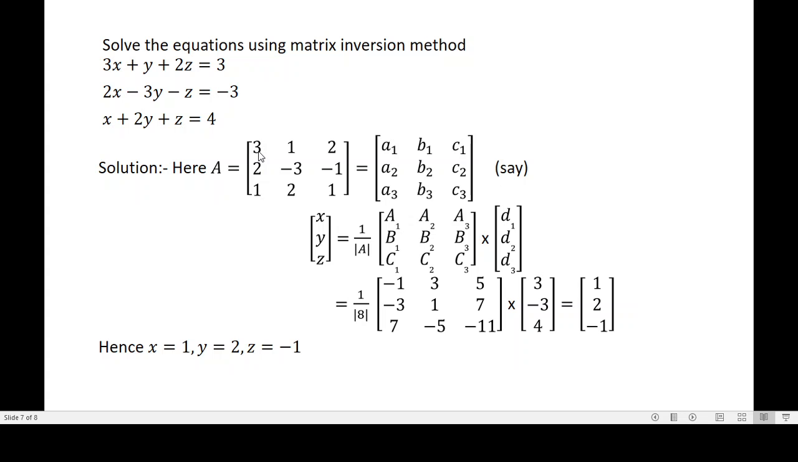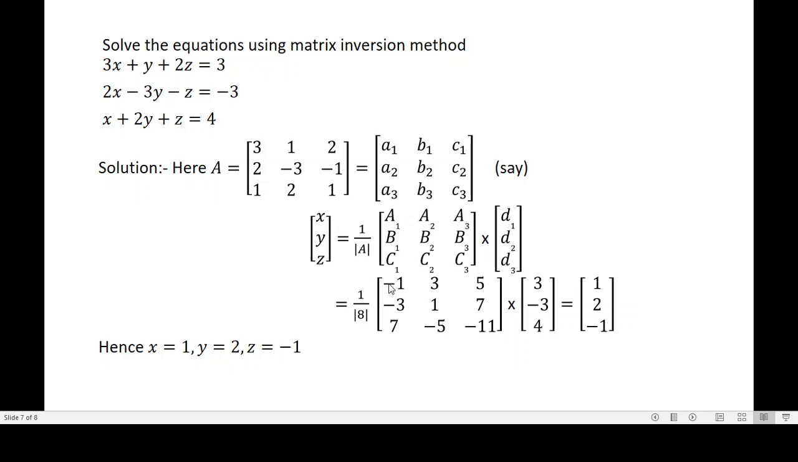Let us begin with the minors. The minor of 3 is, how to find the minor? Delete the first row and first column and evaluate the minor of order 2, that is minus 3 plus 2.